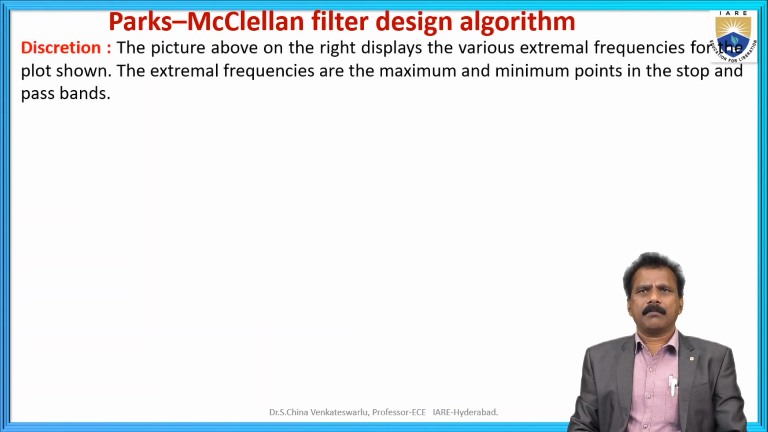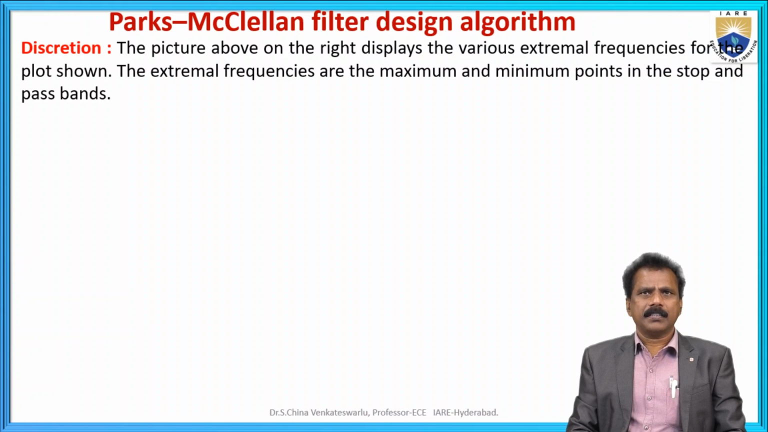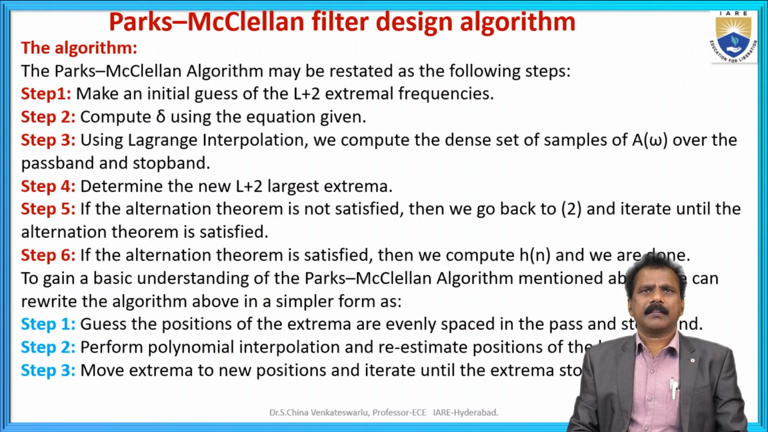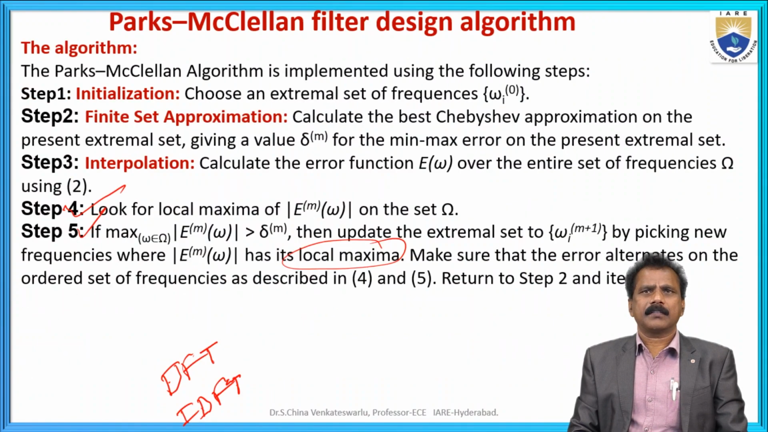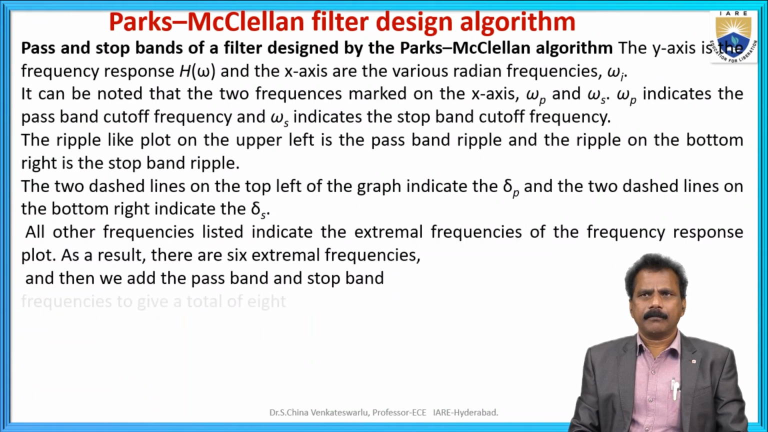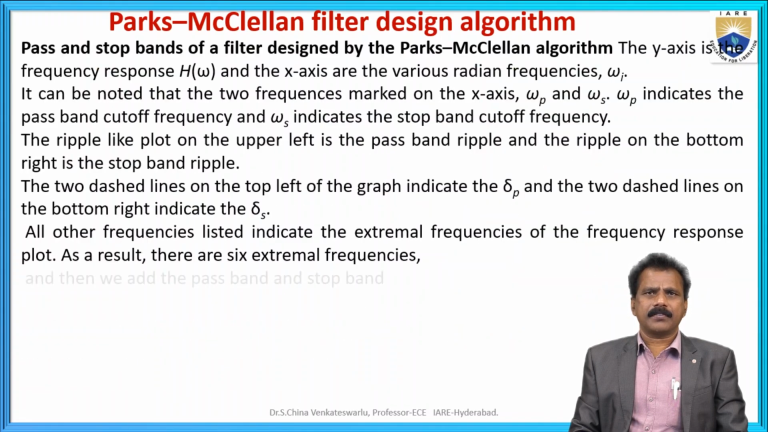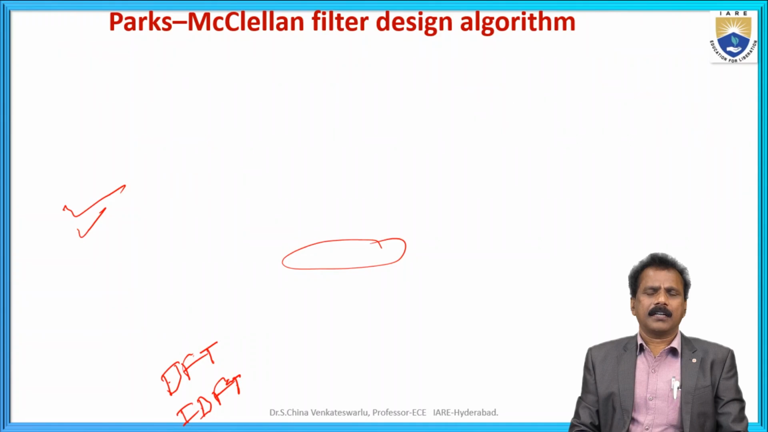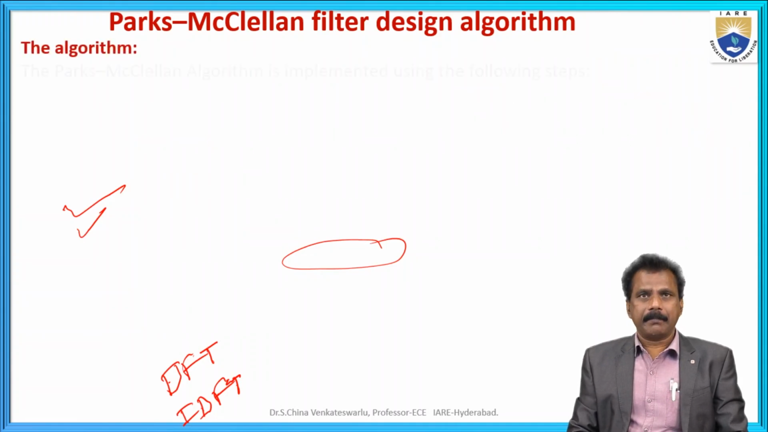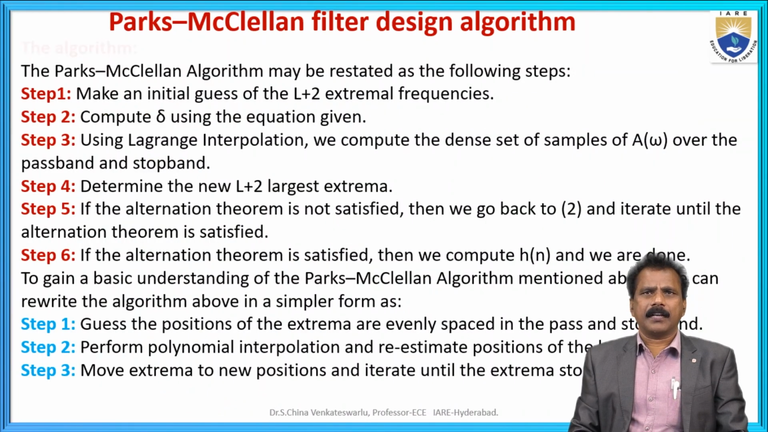The picture above on the right displays the various extremal frequencies for the plots shown, using the graphical representation. We have already seen the extremal frequencies, and we have to consider this diagram. Usually we can analyze how it happens and how many ripples are observed, with all this implementation.